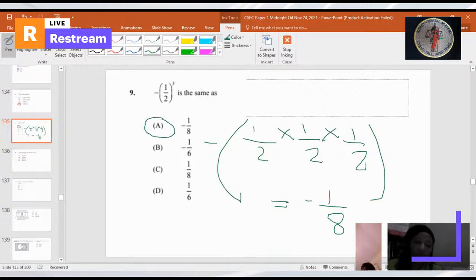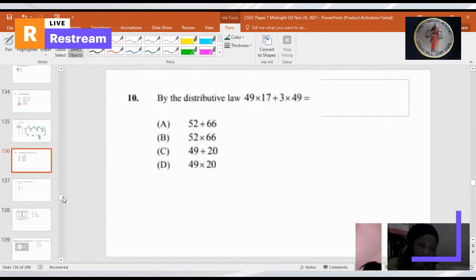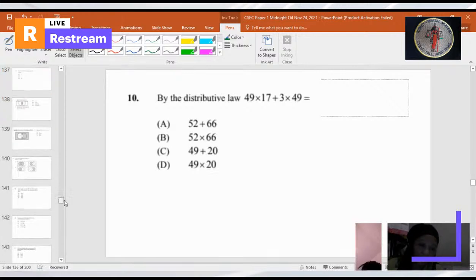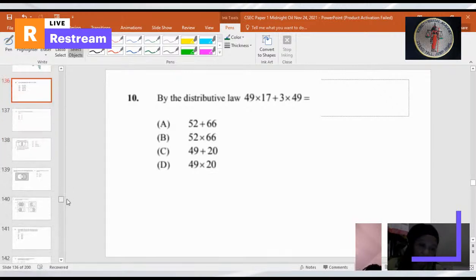Coincidentally though, it would have given you the same thing if it was on the inside, because negative a half times negative a half would give a positive a quarter, and then multiplying that by a negative a half again, positive a quarter times negative a half again. So this is just a coincidence. It happens with a negative number raised to an odd power.